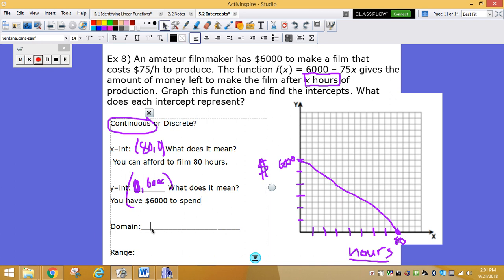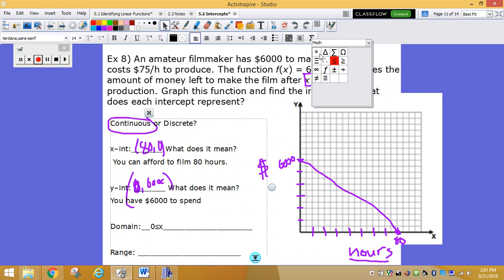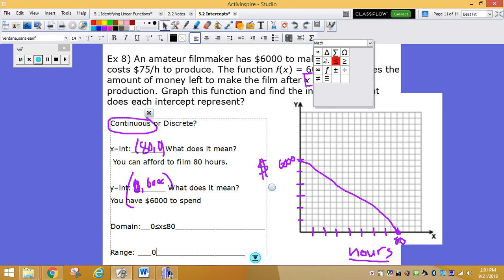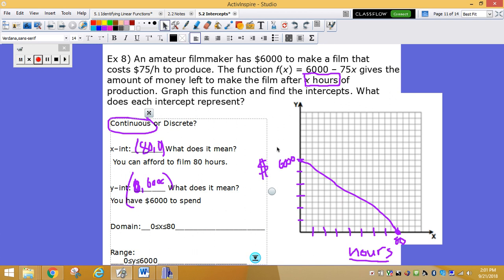Domain. Can we have negative hours? No. So it's going to start at 0. Domain is X, and it's going to go up to 80 hours. Now, I don't write it out at each individual number because it's continuous. If it's a continuous graph, we write our domain like this. Same thing with range. I don't have negative money, so I'm going to start at 0 money. Range is Y, and it goes up to $6,000.